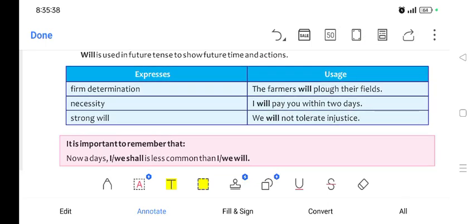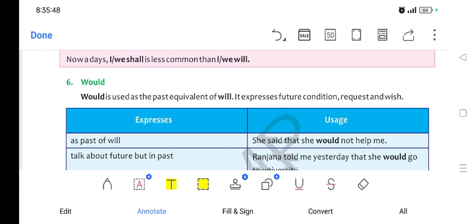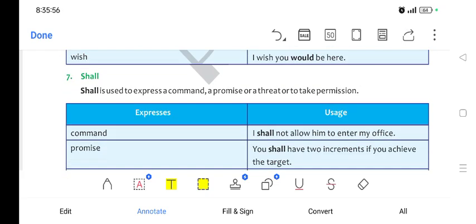Next, use of will. Will is used to show firm determination, necessities, strong will. Why do we use would? Would is used as the past equivalent of will, and it expresses the future condition, request, and wish. Now, why do we use shall? Shall is used to express a command, promise, threat, or to take permission.